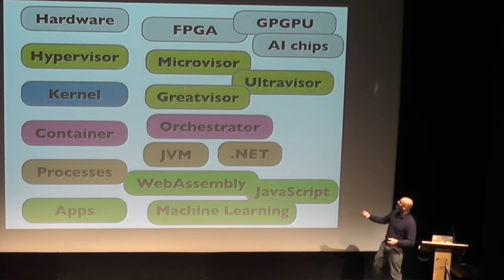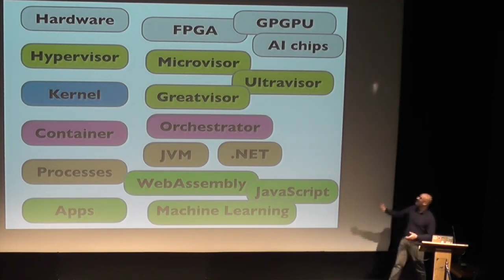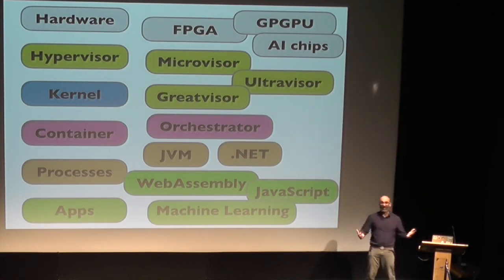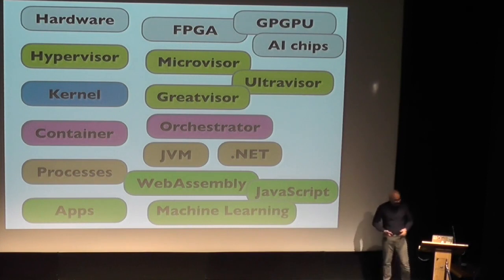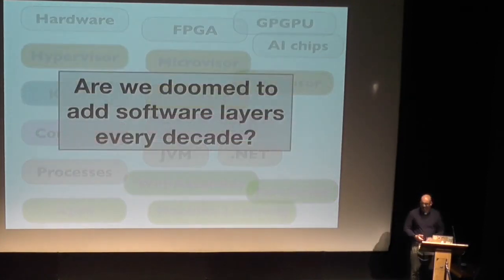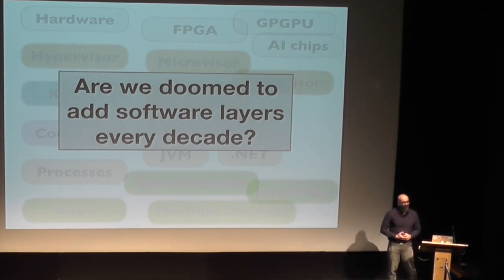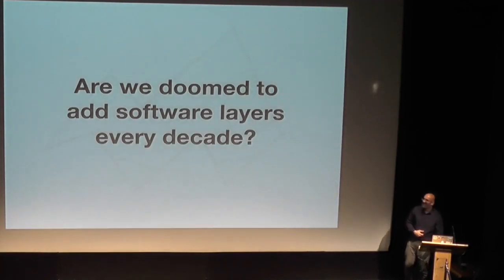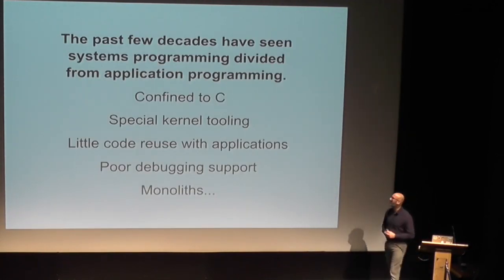And the great visor, which I made up, and the ultravisor, which just sounds cool. I mean, all these things are coming along. We have FPGAs, we have AI chips in our phones. What is going on? Are we just doomed to keep figuring this out? Is your computer science course going to get longer and longer until we're all just old? The answer is no. We have to figure out how to fix this.